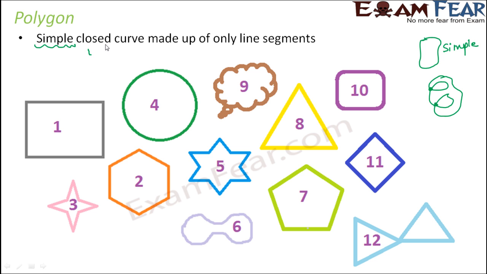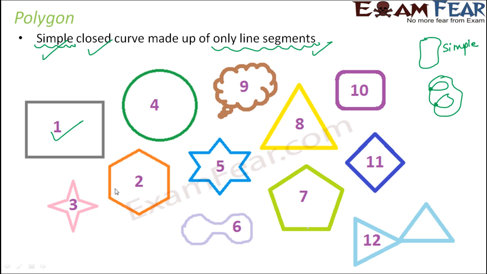Okay, closed curve. So a polygon has to be a simple curve, it has to be a closed curve, and it must be made up of only line segments. Let us look at the examples here. Number 1. This is a closed curve because it is a totally closed figure. So one criterion is satisfied. Is it a simple curve? Yes, because the lines do not cross over each other. Is it made up of only line segments? Yes, it is made up of 4 line segments. So this is a polygon.